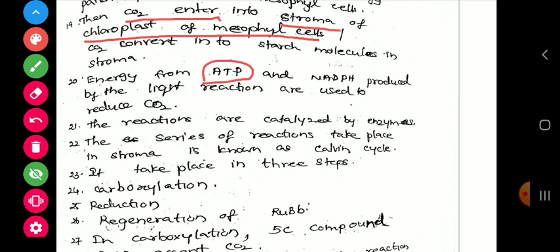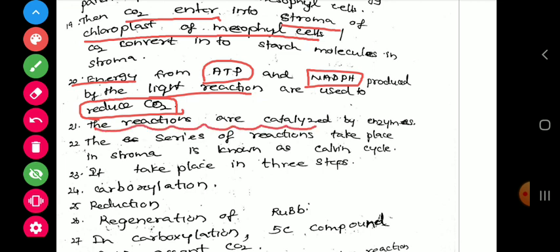Energy from ATP and NADPH produced by the light reaction is used to reduce CO2. So we need to reduce CO2. How? With energy from ATP and NADPH. How are these molecules produced? From the light reaction. What do they use these for? To reduce CO2. The reactions are catalyzed by enzymes, as most reactions in plants are.